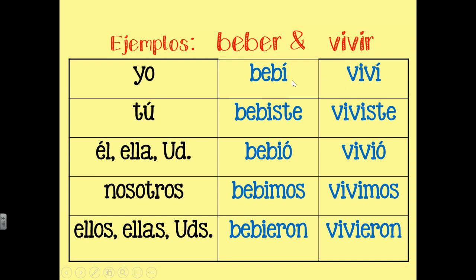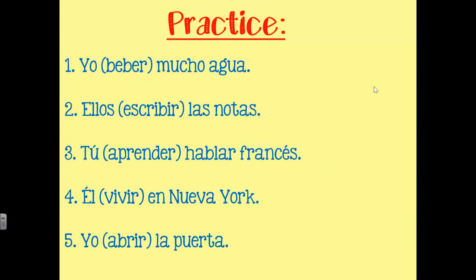So you can say, I drank milk for breakfast. Yo bebí la leche en el desayuno. Or I lived in Texas last year. Yo viví en Texas el año pasado. Some practice you can do there with me. Conjugate beber for the yo form. I drank a lot of water. Yo bebí mucho agua.